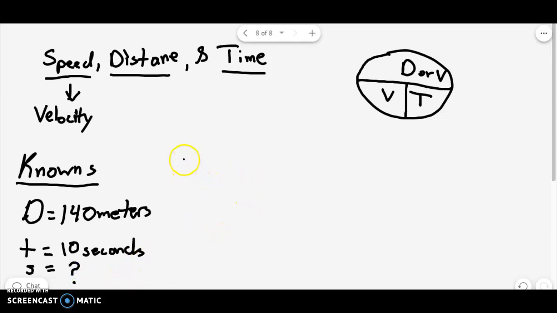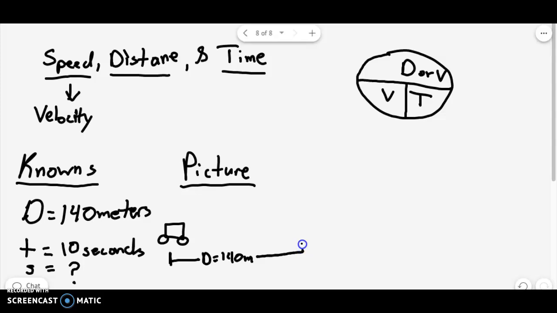All right, the next thing you want to do is draw a picture. So you have a golf cart and it's going a distance of 140 meters over a time span of 10 seconds. How fast is it moving? So the equation is going to be whatever we're trying to find, meaning that the equation is going to be whatever the question mark is. And the question mark is speed.